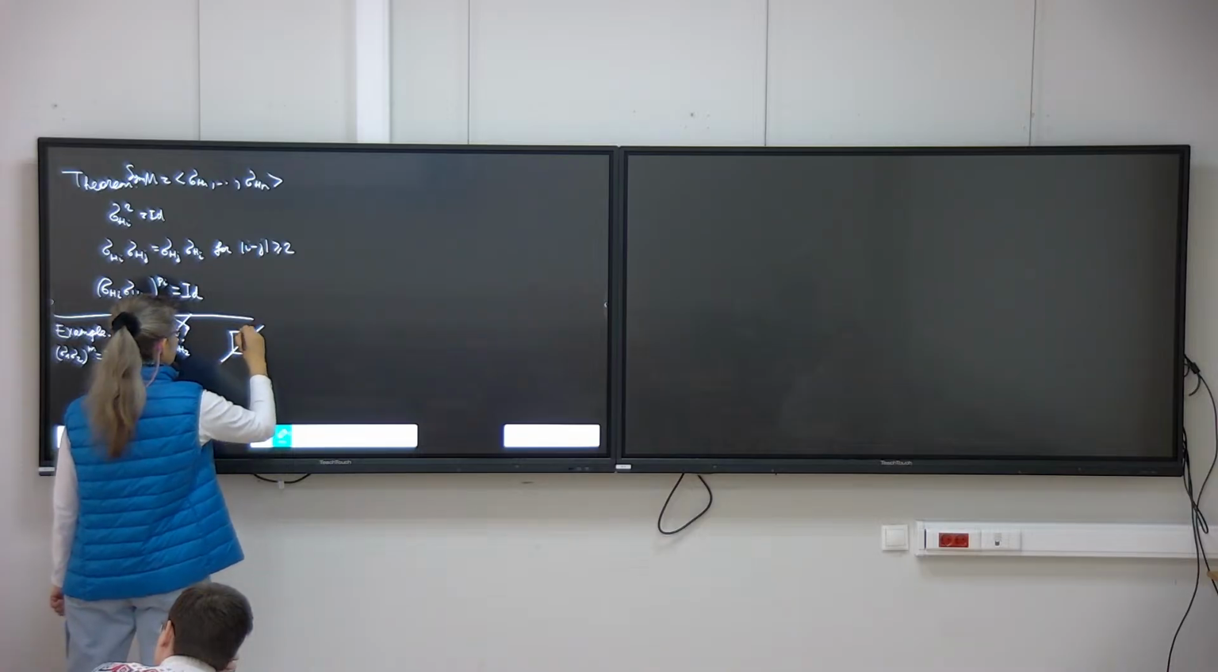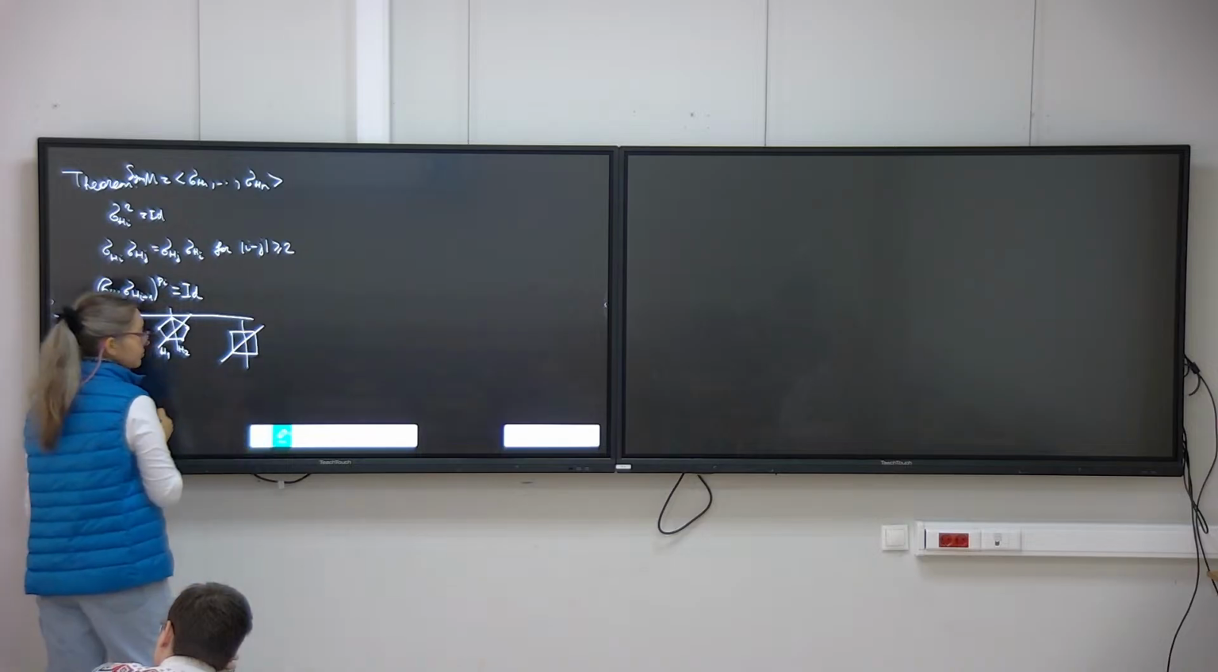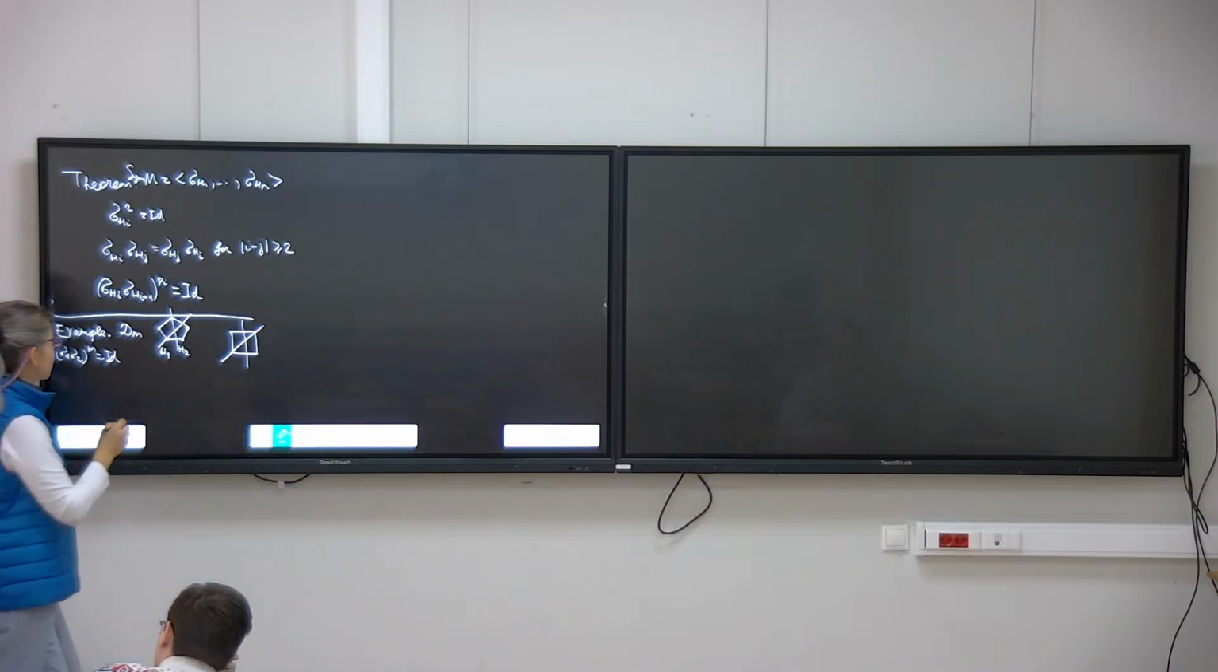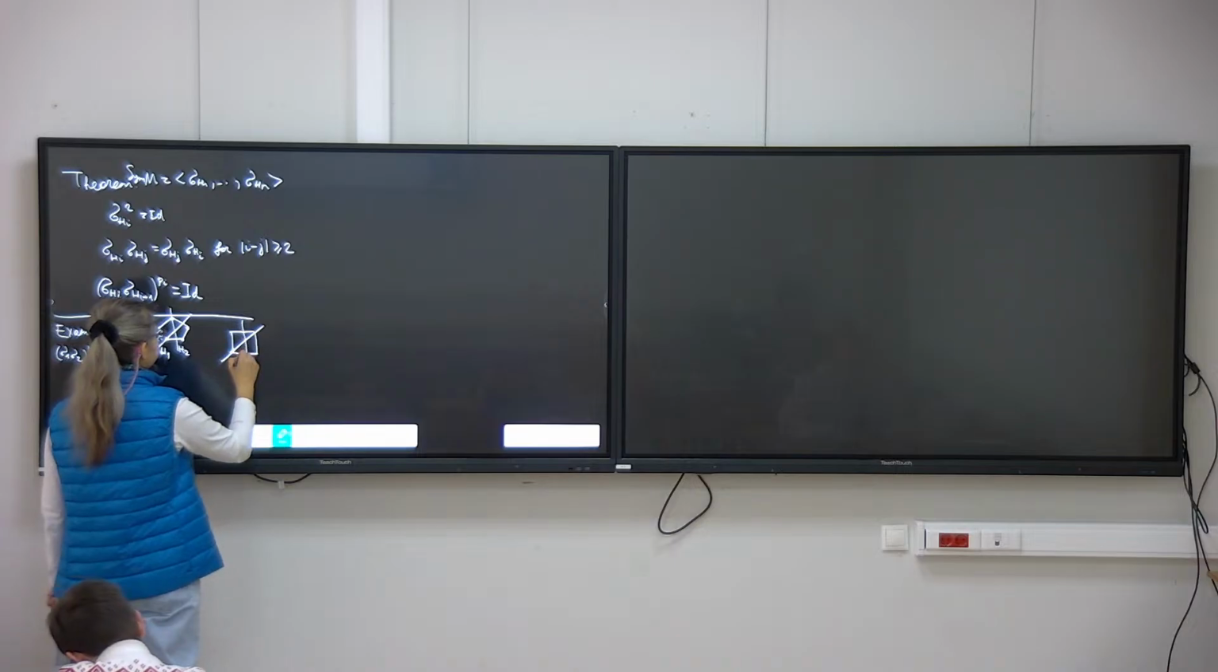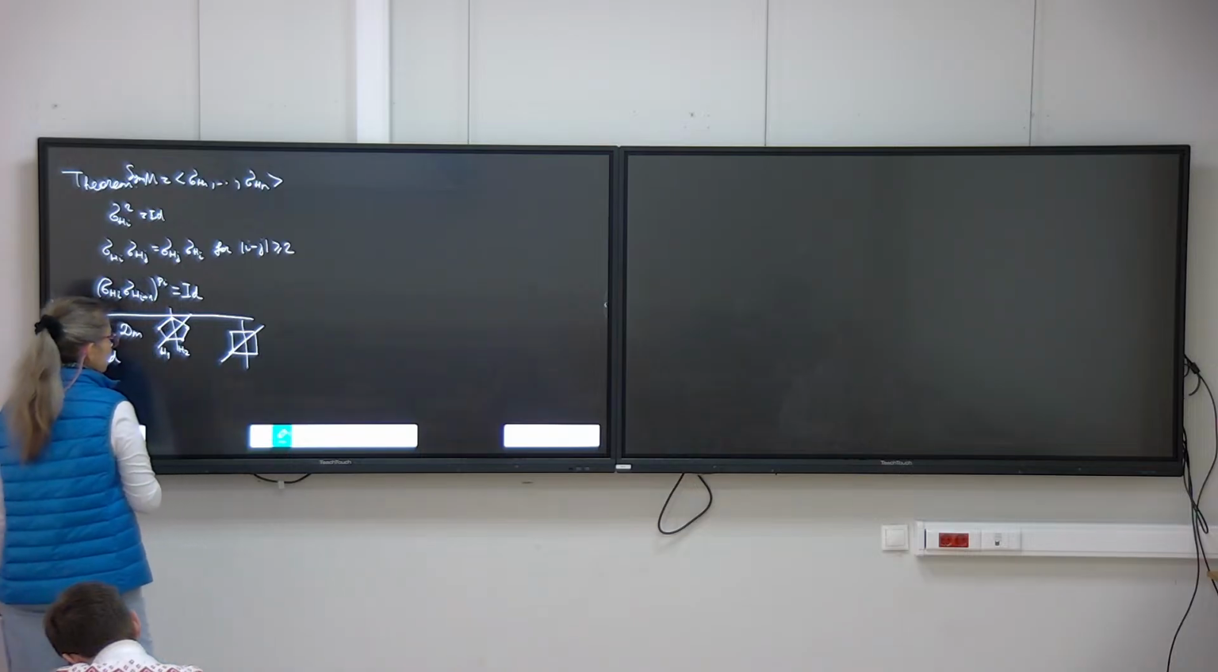This is H1 for m even, and this is H2. In both cases, this angle is 2 pi over 2m, so pi over m.